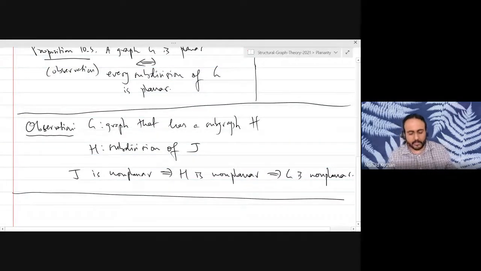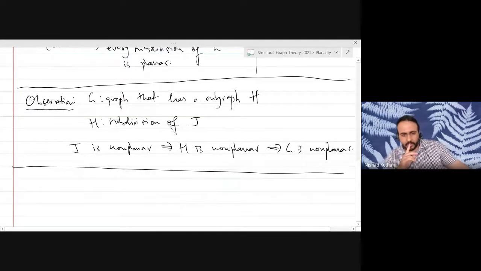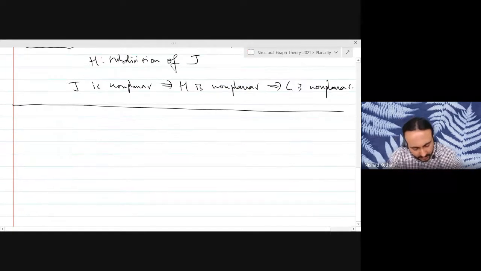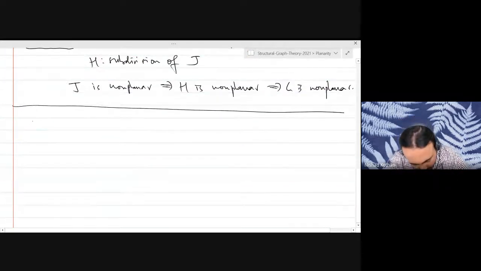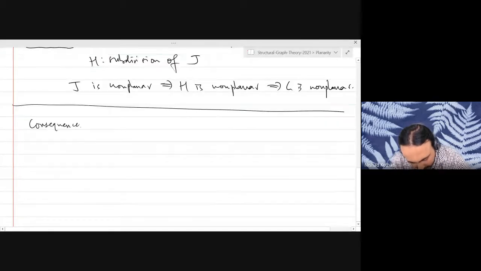Is everybody with me? Are there any questions at this point? Okay, so let's state a consequence of this. And you might ask, why should we worry about this consequence? We will see in a minute.